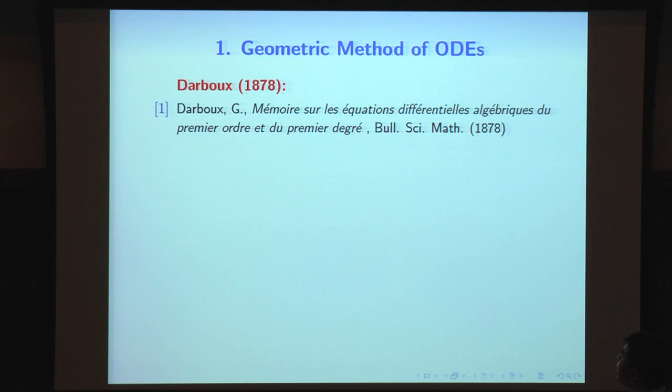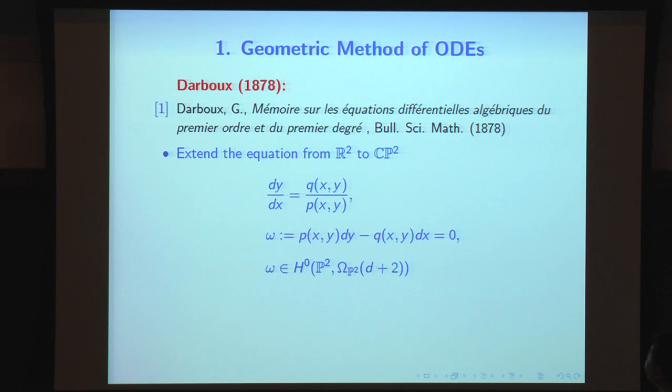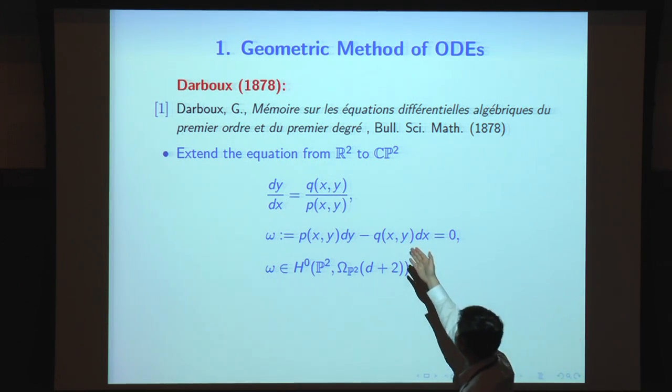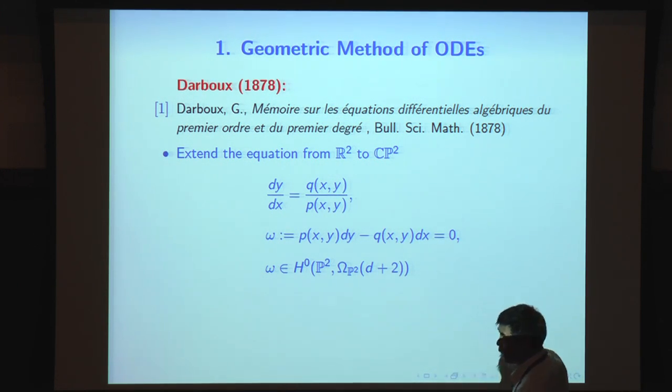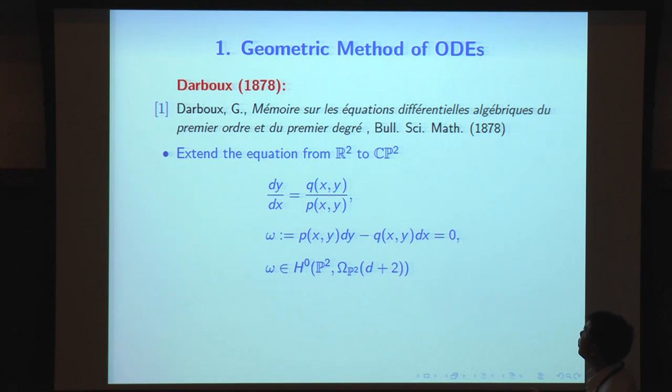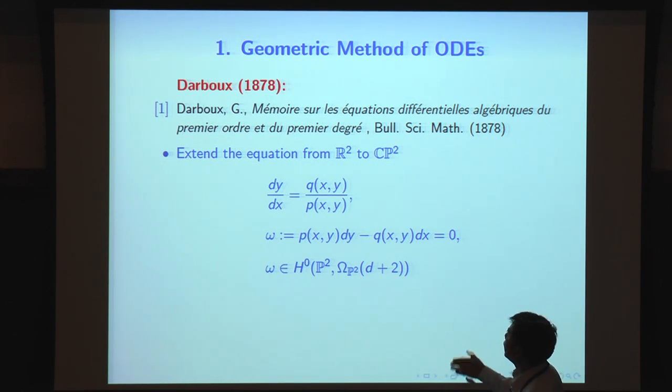Actually, in the 19th century, Darboux studied the ODE by using algebraic geometry. For example, he extended the equation from R2 to CP2. This means from the real number field to the complex number field. And he also considered the solution at infinity.